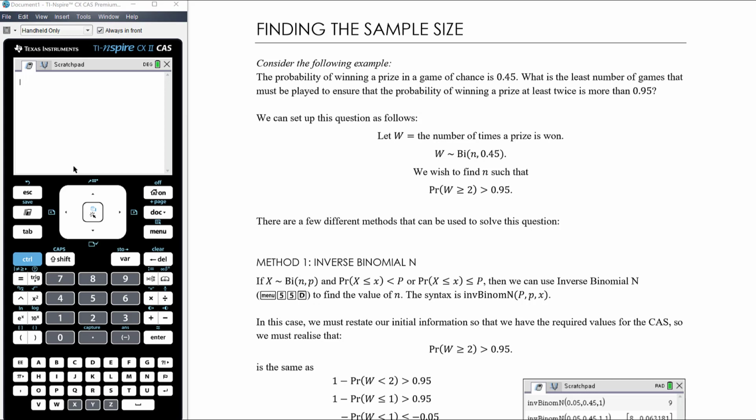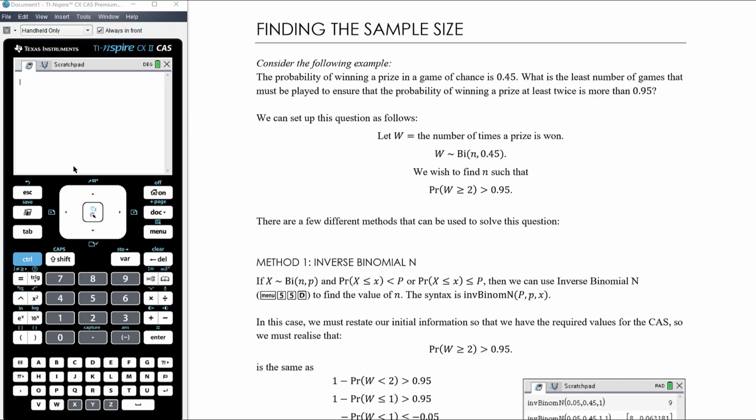So we have the probability of winning a prize in a game of chance is 0.45. What is the least number of games that must be played to ensure the probability of winning a prize at least twice is more than 0.95? Okay, so this is definitely Bernoulli trials. We play the game, we either win or lose. The probability of winning is 0.45.